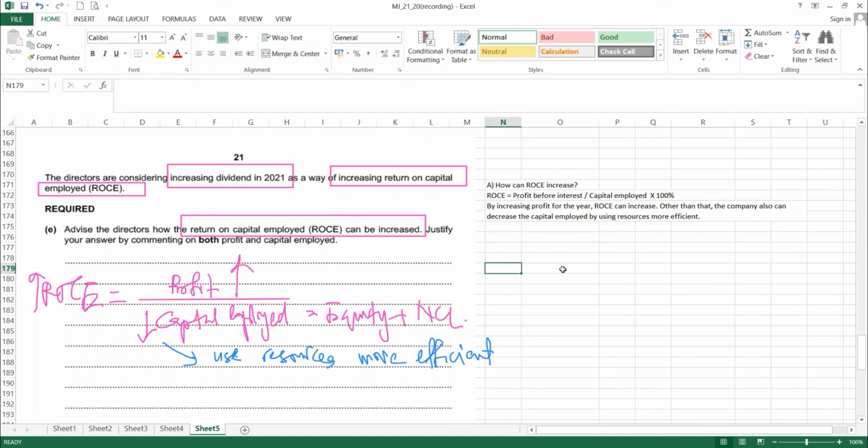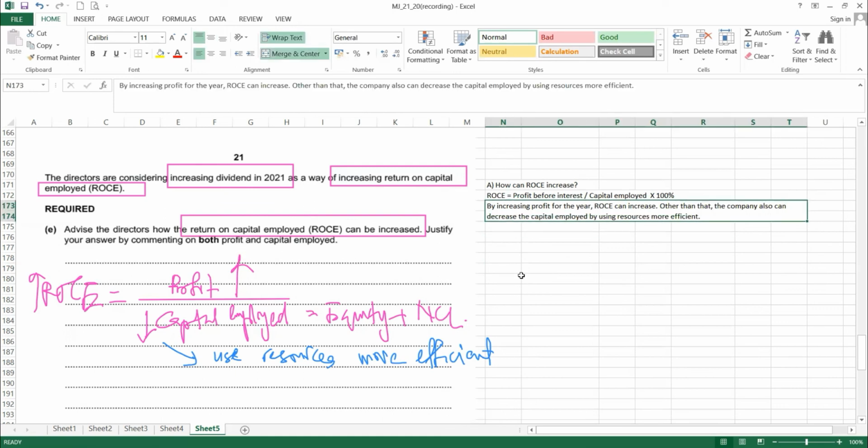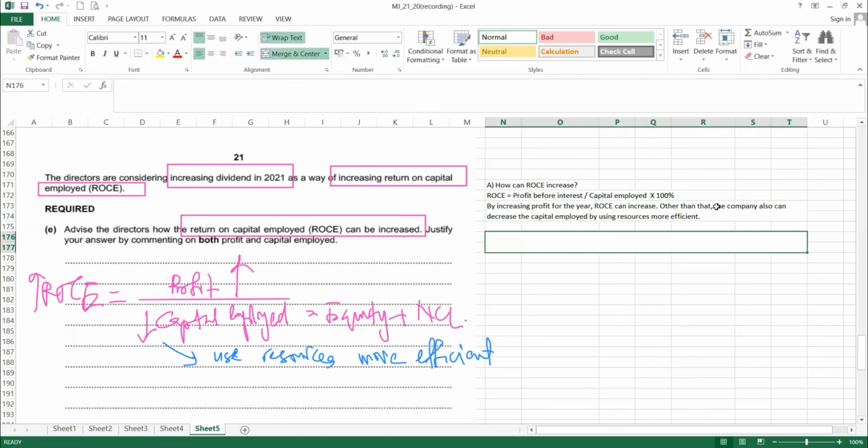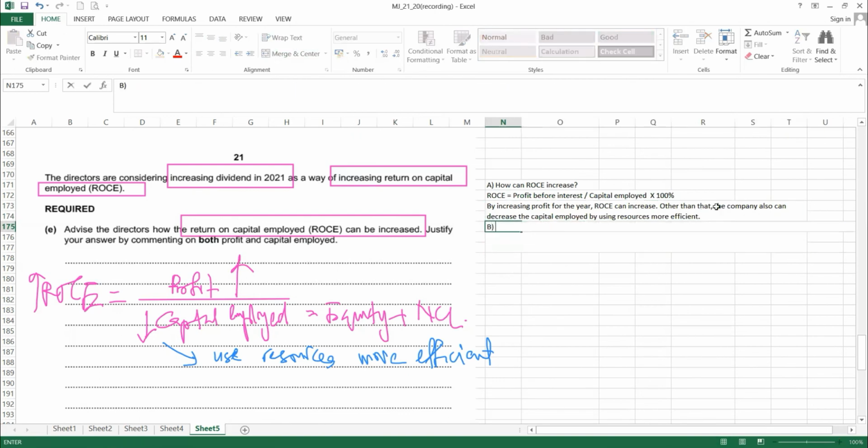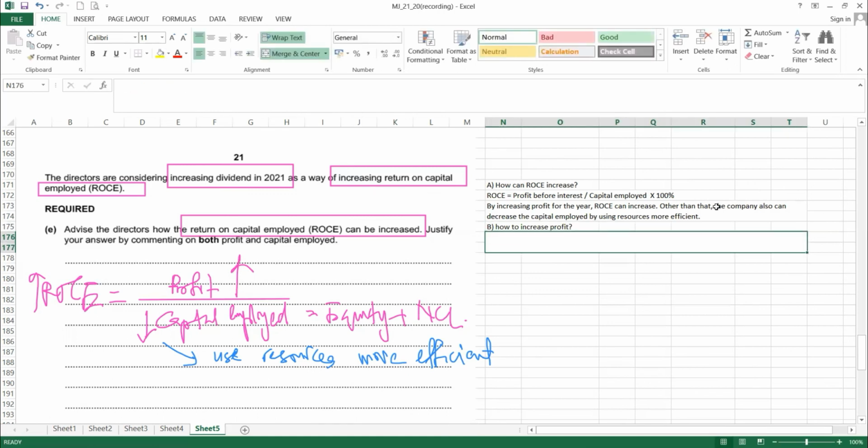Okay, now next, we have not yet finished the question. The total marks allocated is 5 marks. So next is to justify your answer by commenting on both profit and capital employed. So these two, we already commented on. Now, how we want to increase the profit. So now B, how to increase profit. This is a question that we have to ask ourselves.